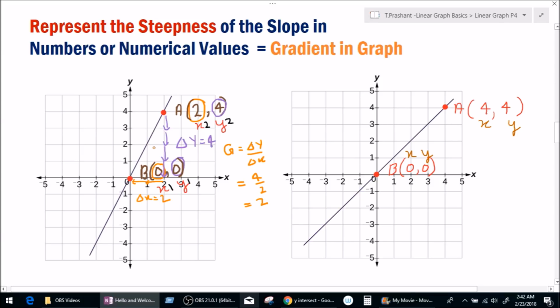Now we know that this slope will be intense because the height of these two points and the length of these two points are not equal. We can see that the height is relatively more than the length of these two points. So that's why we have a slope of 2.